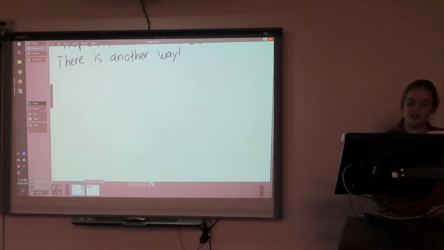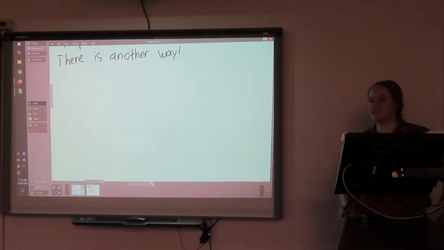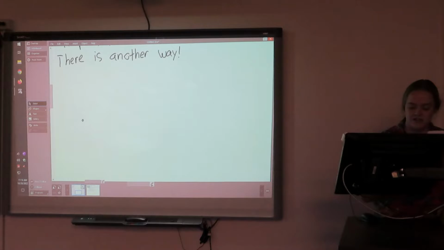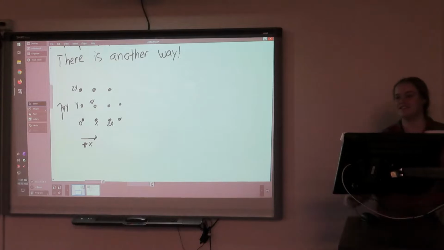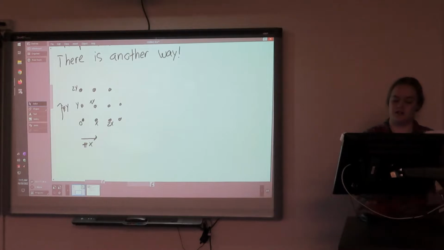And so to start, we need to look at the integer lattice, which is a lattice, so we have points. This direction is your number of x's. So like here is 0, here would be x, 2x. This direction is your number of y's. So y, 2y. Here would be x times y. That's your integer lattice.